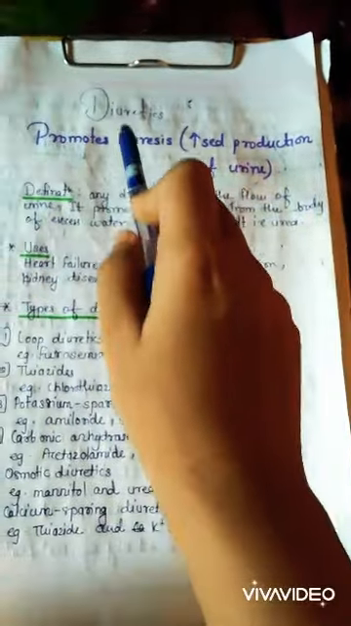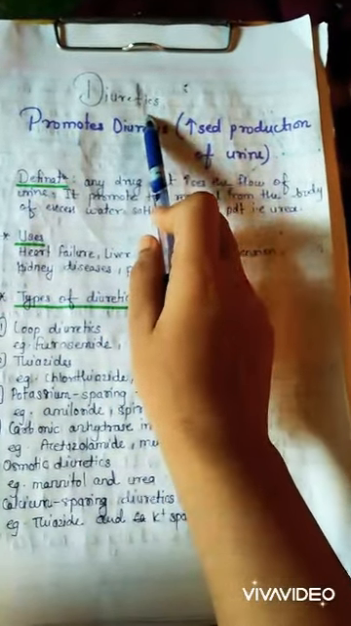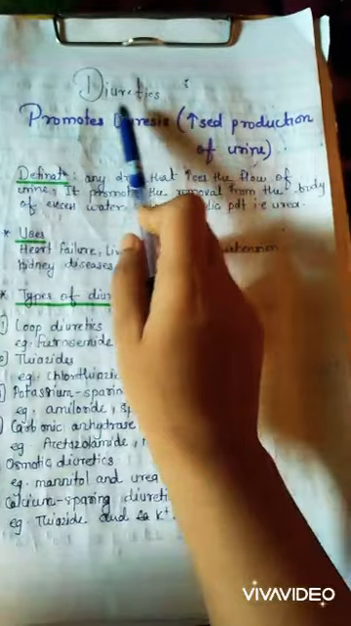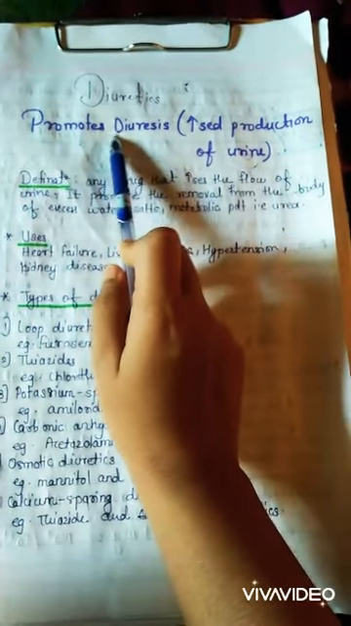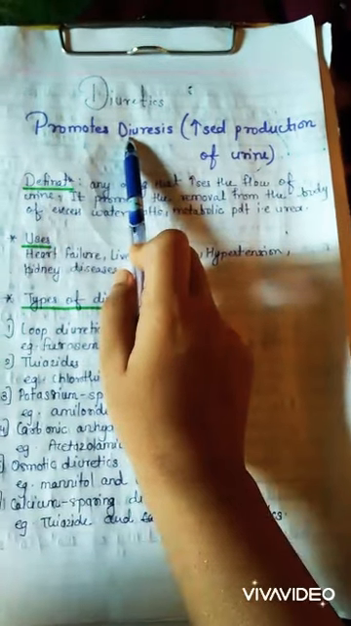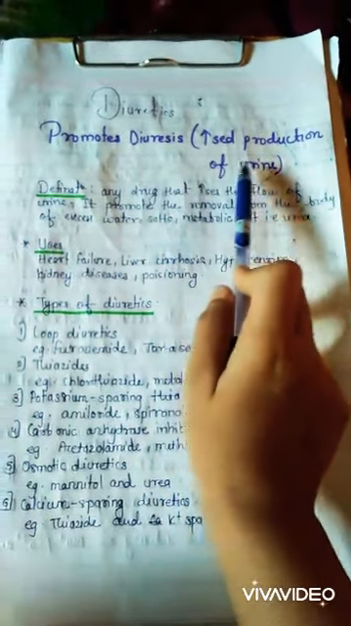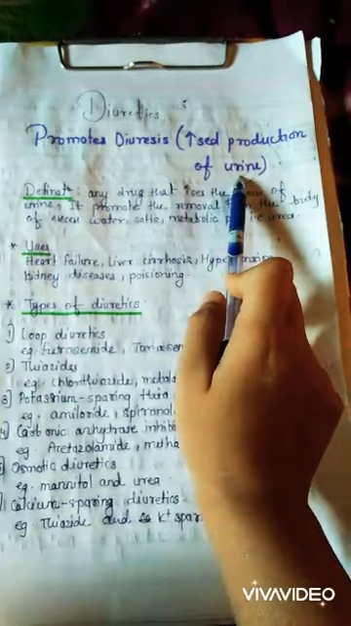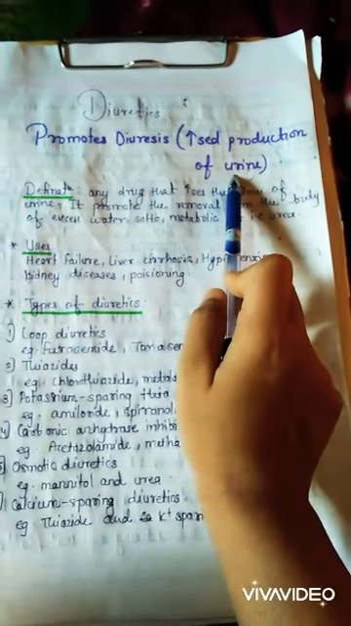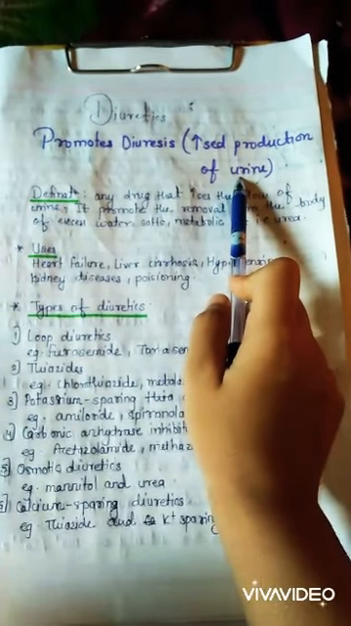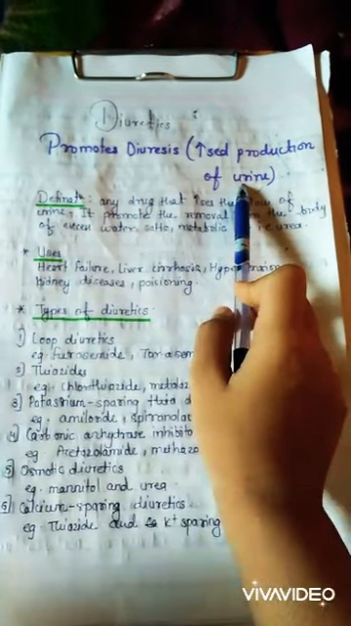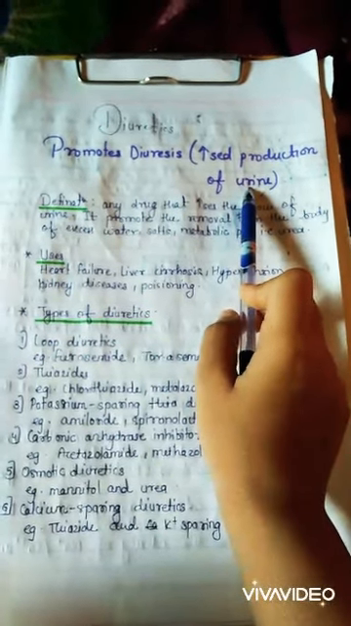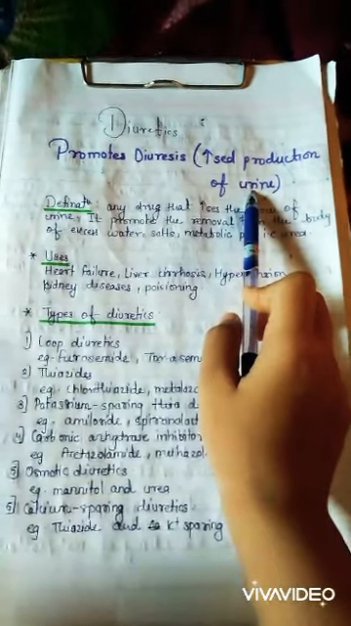So today's topic is diuretics. Actually, what is diuretics? Diuretics are the agents which promote diuresis. Diuresis means increase in the production of urine. What is urine? Urine is the removal of excess water which is present in our blood from the body. So urine may also contain salt, urea.